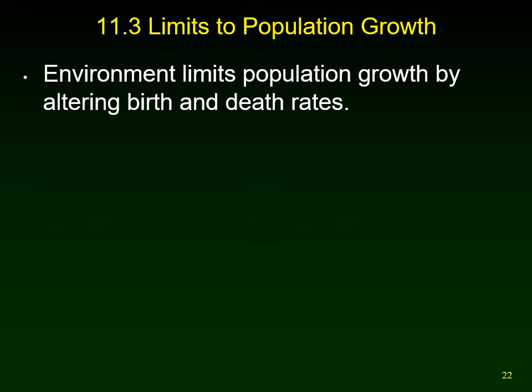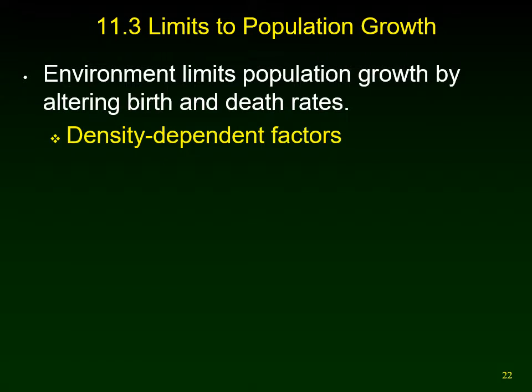So the first section we're going to look at in chapter 11 is section 11.3, limits to population growth. And the environment limits population growth by altering birth and death rates. So as you can imagine, if there are a lot of births, then your population is going to increase. If there are a lot more deaths, then your population is going to decrease if deaths are more than births.